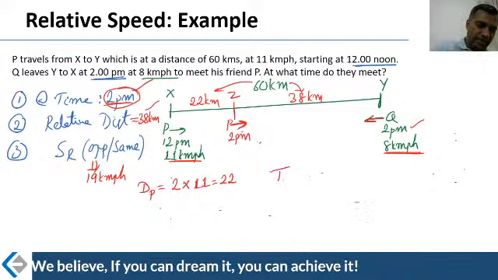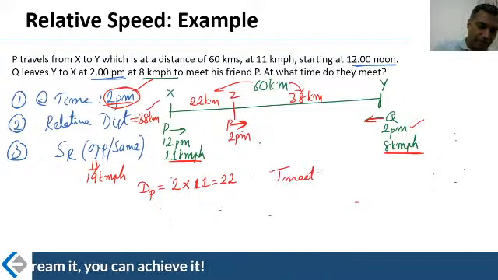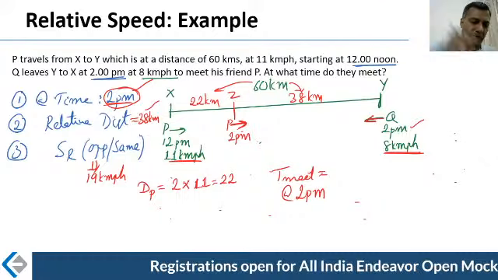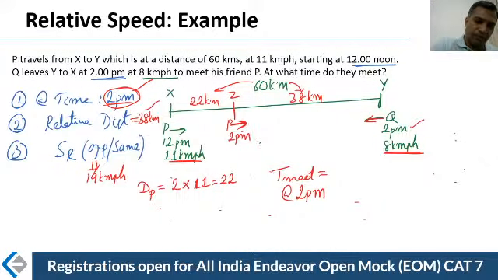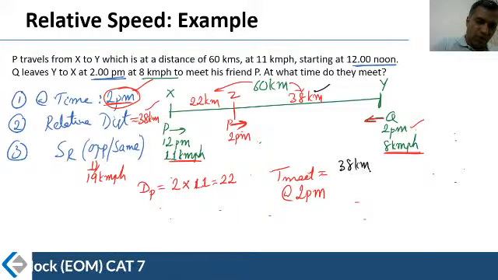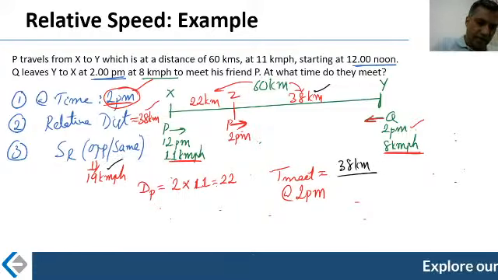Therefore, the time of meet. Time of meet starting at what time? 2 p.m. Now I am writing this entire relationship at 2 p.m. Time of meet: the total distance to be covered at that point in time is 38 kilometers. These fellows have to cover 38 kilometers. What is the relative speed, friend? 19 kilometers per hour, 19 kmph.